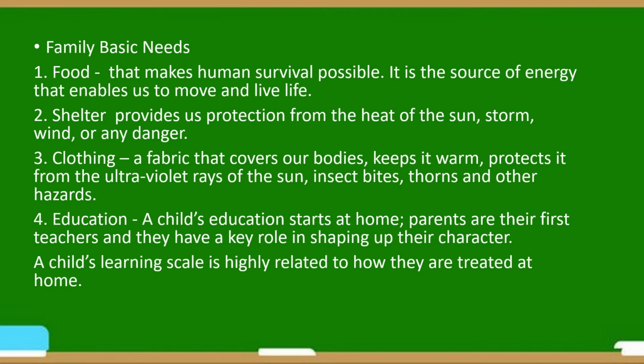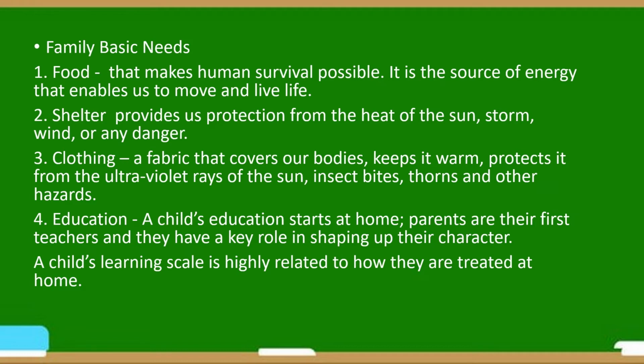For family basic needs, first we have food that makes human survival possible. It is the source of energy that enables us to move and live life. Second is shelter that provides us protection from the heat of the sun, storm, wind, or any danger. Third is clothing, which is a fabric that covers our bodies, keeps it warm, protects it from the ultraviolet rays of the sun, insect bites, thorns, and other hazards.